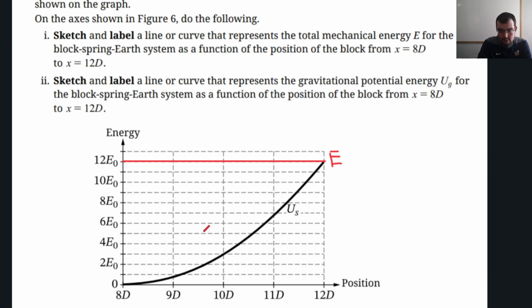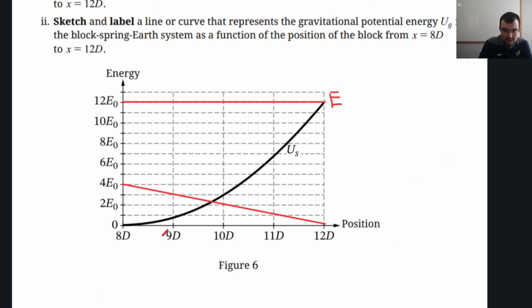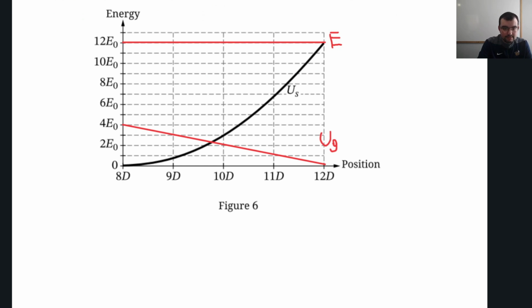And then we want to sketch the gravitational potential energy from 8D to 12D. So we can sort of reverse this, because I know that at 12D, my GPE is 0, and I also know that by mgh, it's going to be a linear dependence. So I'm just going to draw a straight line from 12D to where the GPE started. And we said one tick was worth 1 unit of GPE, so I am just going to do that. Because if the block slides 1, 2, 3, 4 units down, it is going to lose those 4 E0 units of GPE. And that happens linearly.